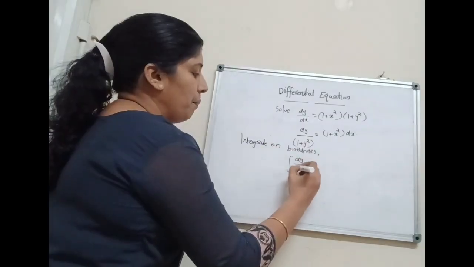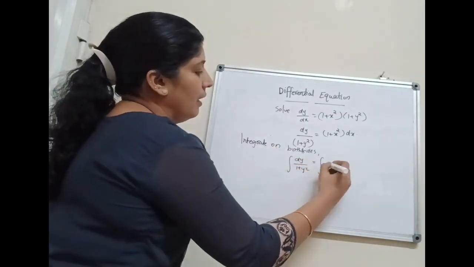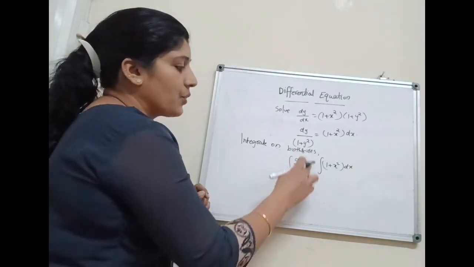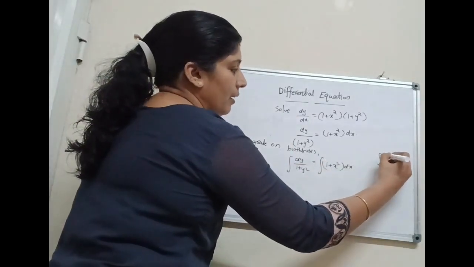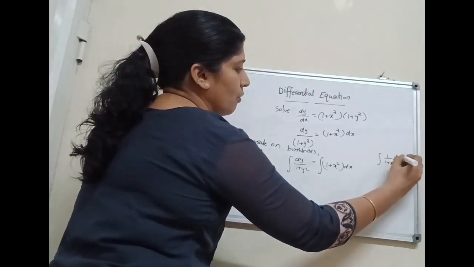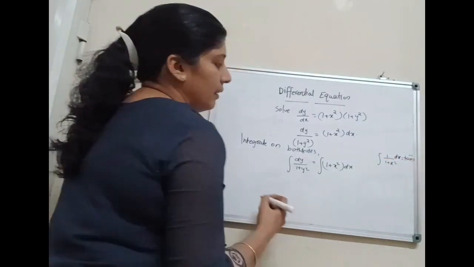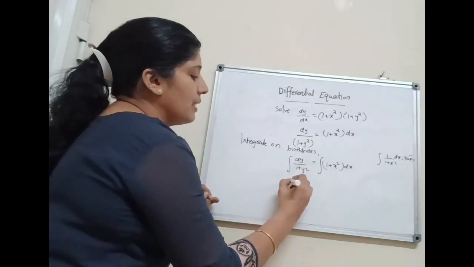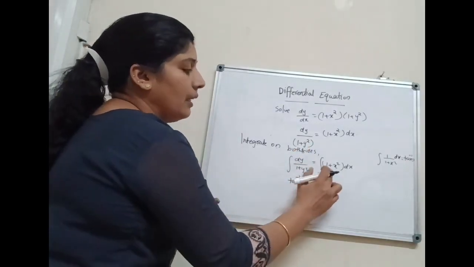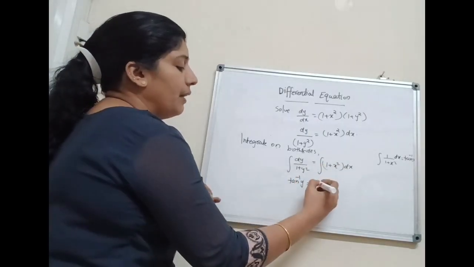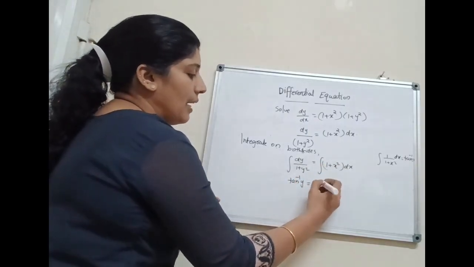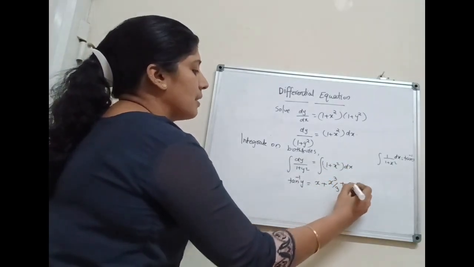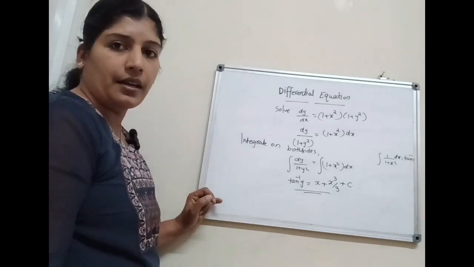Integral dy by 1 plus y square equal to integral 1 plus x square dx. We know that integral 1 by 1 plus x square dx equal to tan inverse of x. In the same manner here, integral 1 by 1 plus y square dy is tan inverse of y, equal to integral 1 plus x square, that is integral of 1 dx. Integral 1 dx is x plus integral x square dx is x cube by 3, plus c. This is the required general solution.